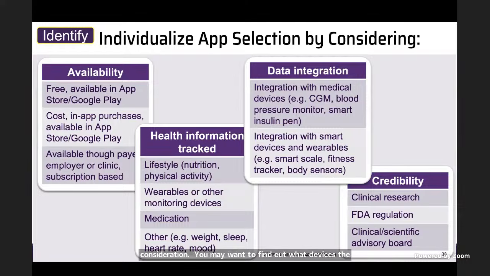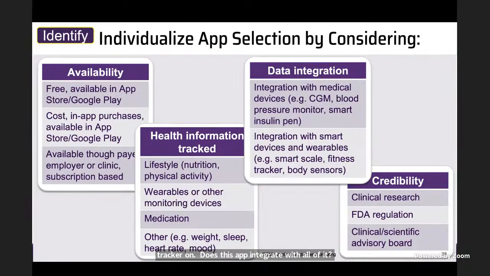Let's say the person is wearing a continuous glucose monitor. They are using a smart scale. They've got a wearable fitness tracker on. Does this app integrate with all of it? That way they don't need to go into different apps for the different health components. How can we track it all together?